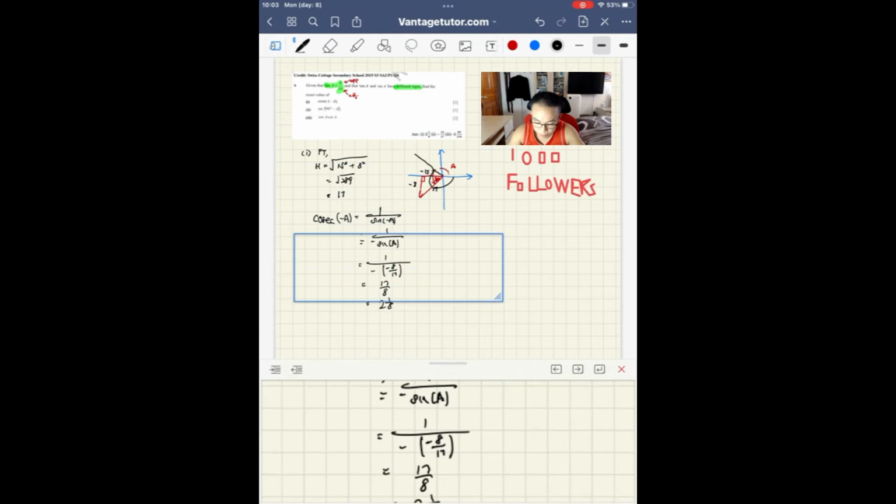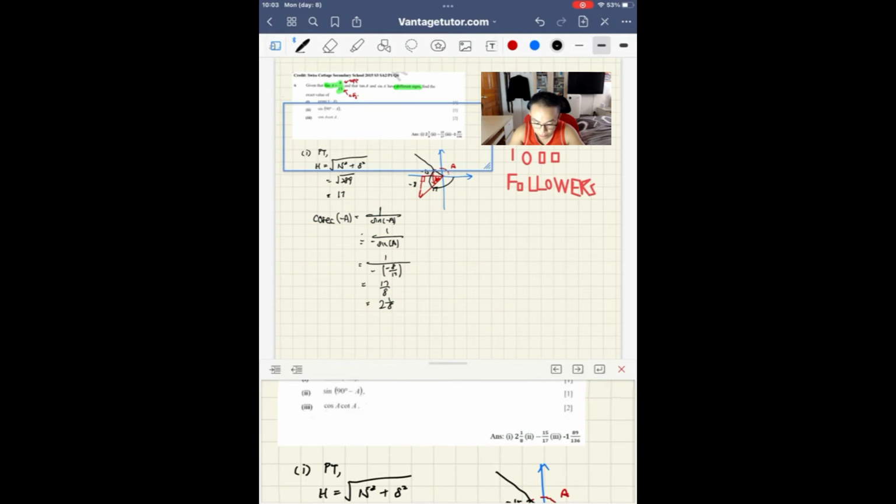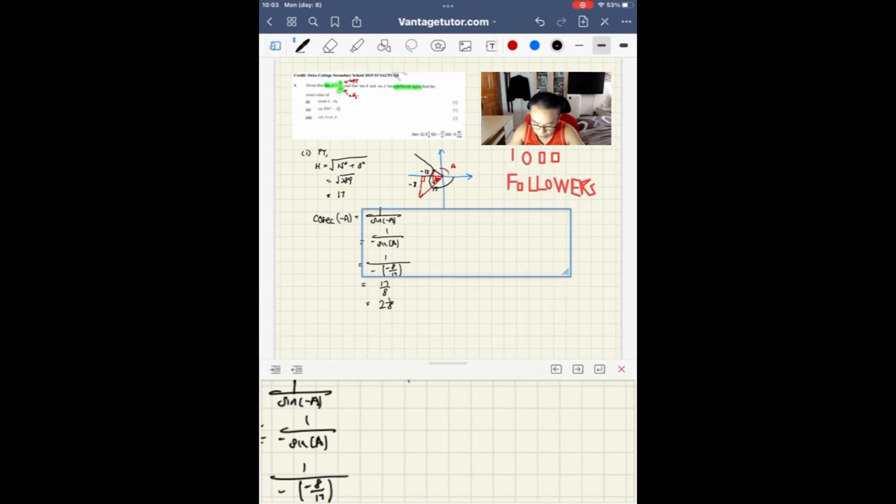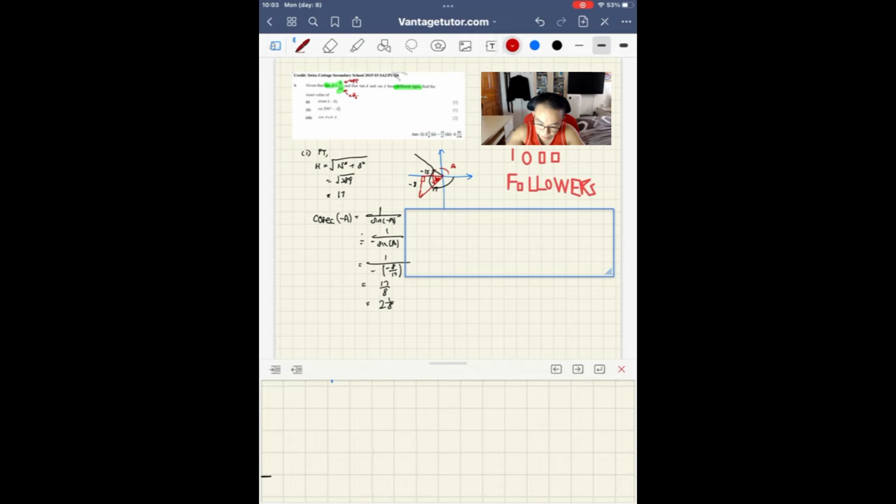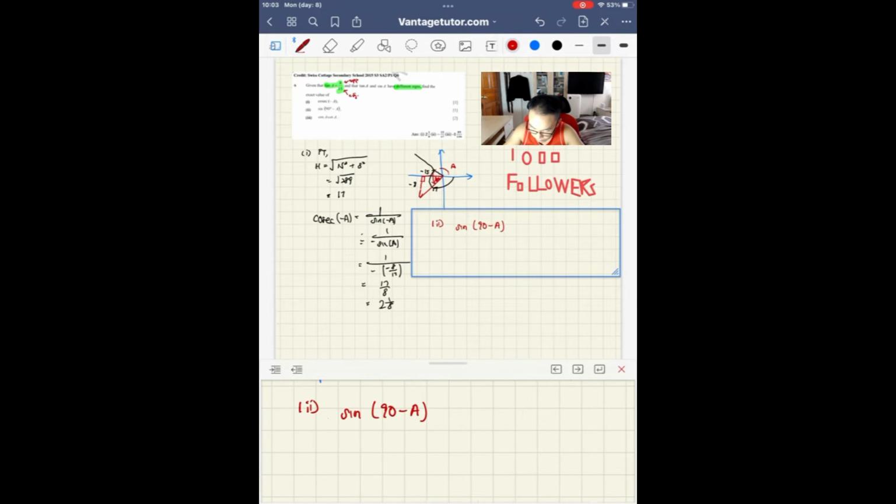Now, let's move on to the second part. Second part, they're asking for sine of 90 minus A. Okay, sine of 90 minus A. So let's do it over here. Let's use a different ink. Alright, sine 90 minus A. In this case, I can redraw my quadrant again. Let's shift it down here. Again, it's going to be in the third quadrant.